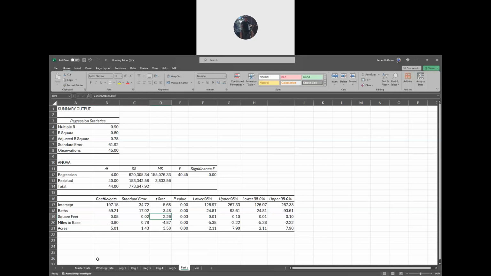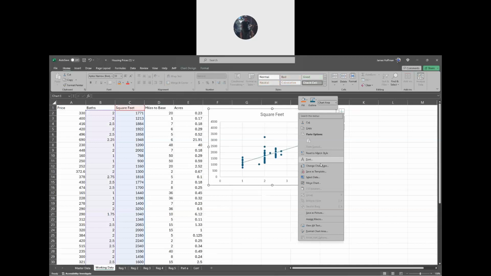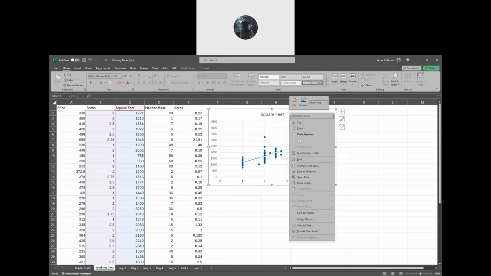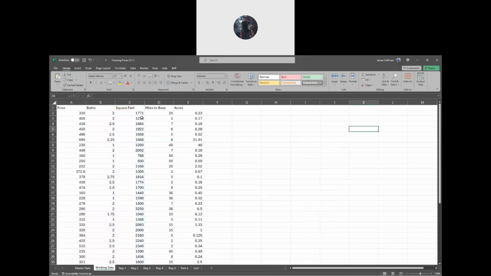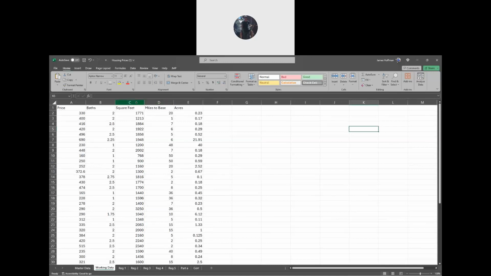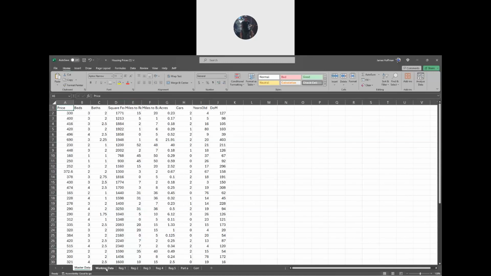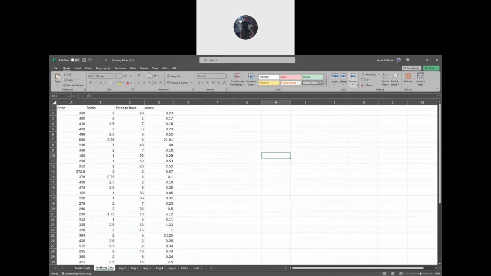Okay, so back to working data. I'm going to delete this graph for now, and we're taking out square feet, right? Yeah, take out square feet. I'll delete it, but remember I have my master data in case I need it later. Okay, now let's run it again.